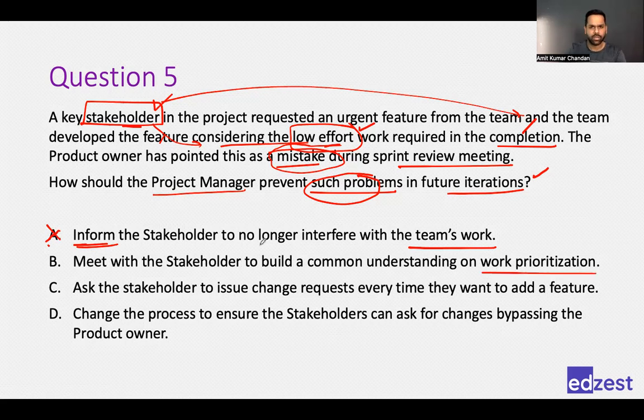Right? So whenever they want work, there should be some common understanding. My understanding and the stakeholder's understanding should meet. Looks like a good choice. Okay, I would talk to the stakeholders. I'll try to build a common understanding.